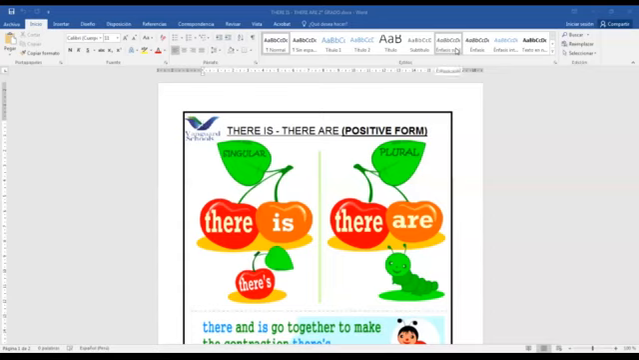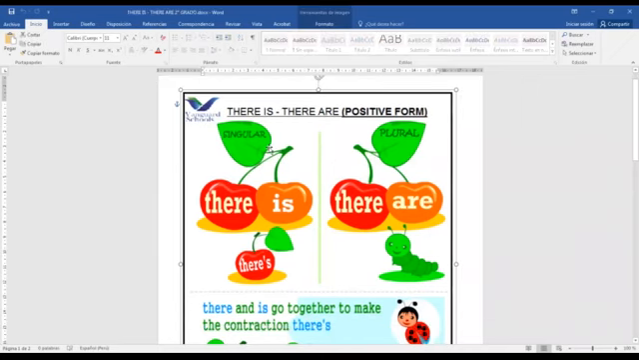Today, let's talk about there is and there are. El día de hoy vamos a hablar del tema there is, there are. Positive form. Okay? Let's start with there is. Vamos a comenzar con there is. Listen and pay attention, please.